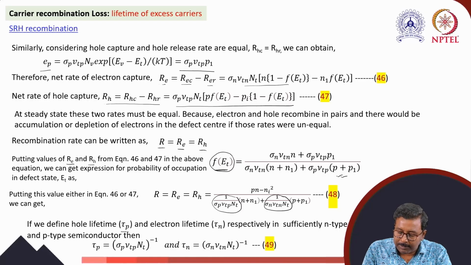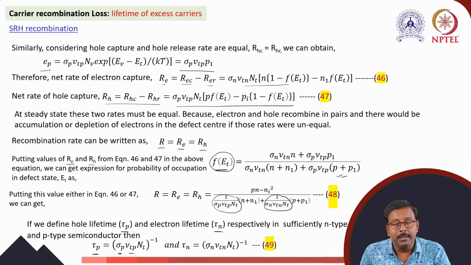If we define the hole lifetime tau p and electron lifetime tau n respectively in this way, say tau p is equal to sigma p v_th N_T inverse. Why? Sigma p is the hole capture cross section. Hole capture cross section into thermal velocity gives you volume per second, and N_T is number per volume. So volume cancels out, this is per second. Per second, if you take the inverse again, it gives you second. So this basically gives you the significance of the carrier lifetime of the hole. Similarly, tau n will be this.